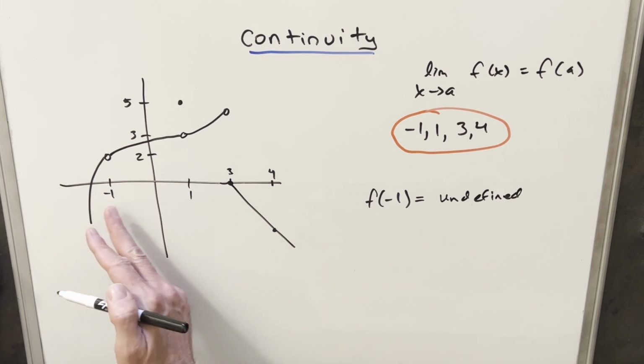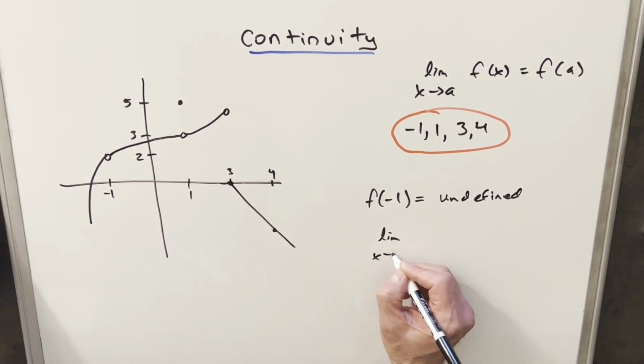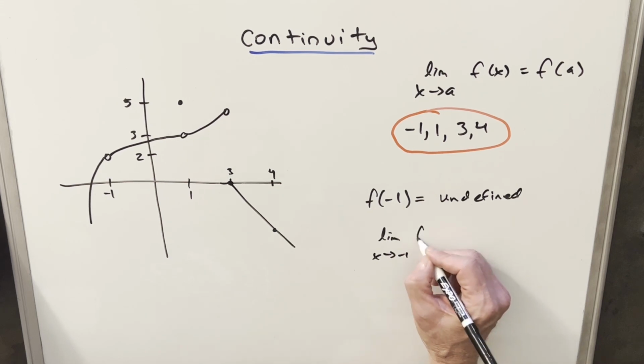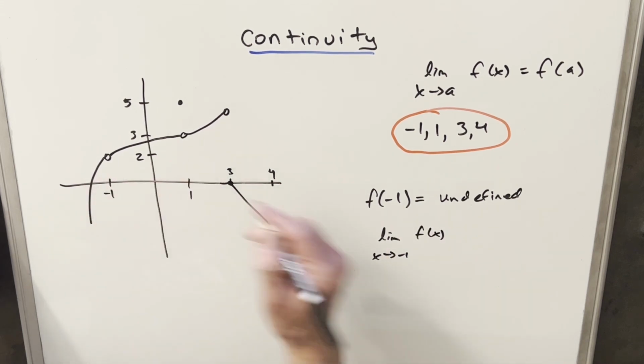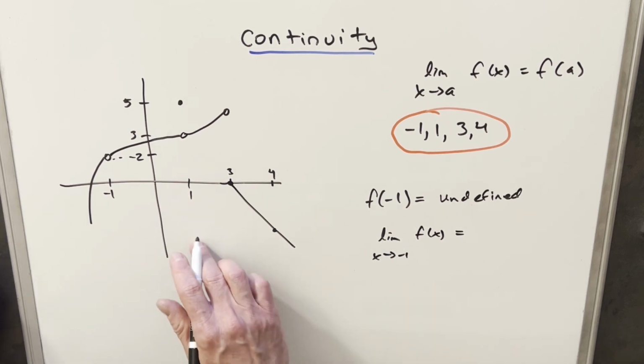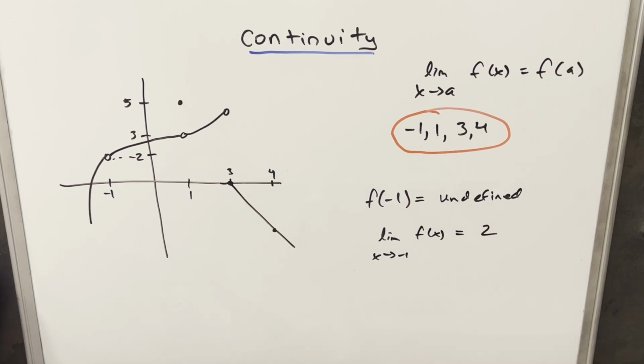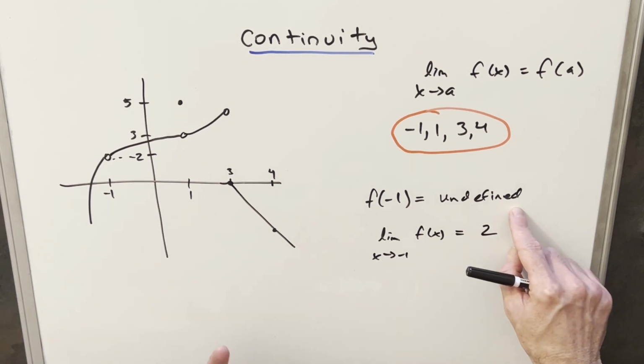So really what our limit is doesn't matter. It looks like our limit as x approaches -1 here is going to be about 2, just eyeballing it. That looks like about 2. We're not being too precise. We're just going to use the graph and say this limit seems to be around 2. But 2 is not equal to undefined.